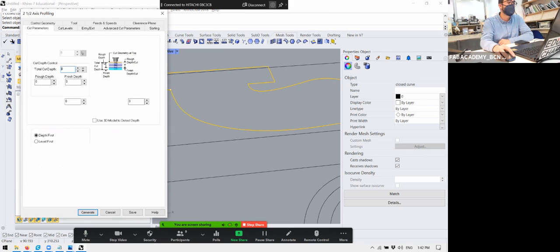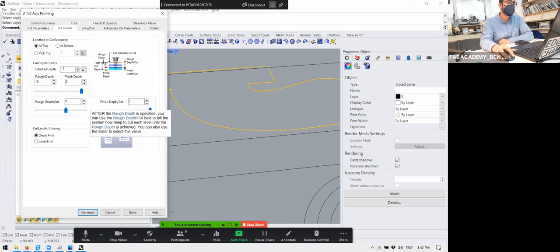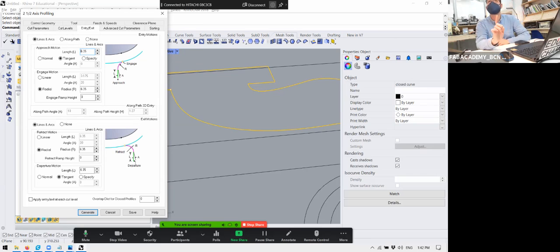Cut levels. We want to cut 15 millimeters. We want to cut through the material. And we need to do the same with the steps, 3 millimeters. Entry exit. Here is where it comes. Here we can really set up the slabs.